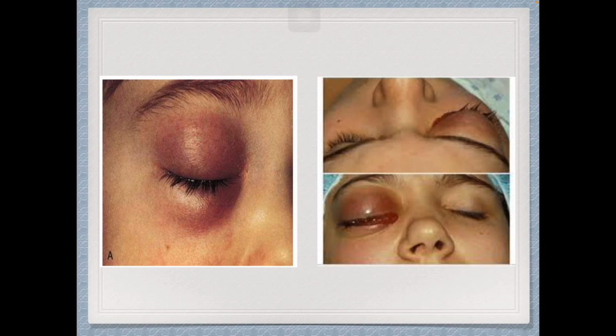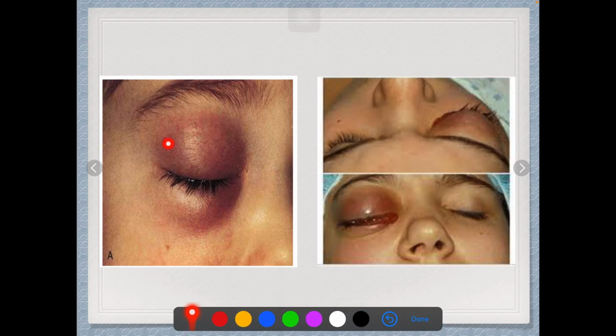As you can see here, this is a patient with preseptal cellulitis. The eye is erythematous and swollen, while in this case you are seeing the conjunctiva is heavily chemosed and the eyelid is boggy. As in this picture seen superiorly, you can see how much proptosis is there. So this is clearly a case of orbital cellulitis, whereas this patient is having preseptal cellulitis.